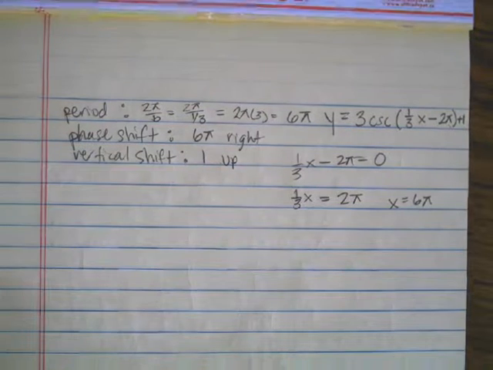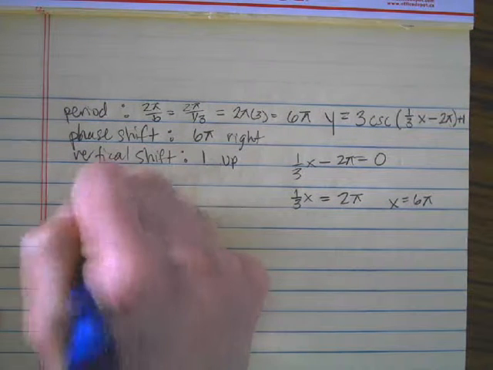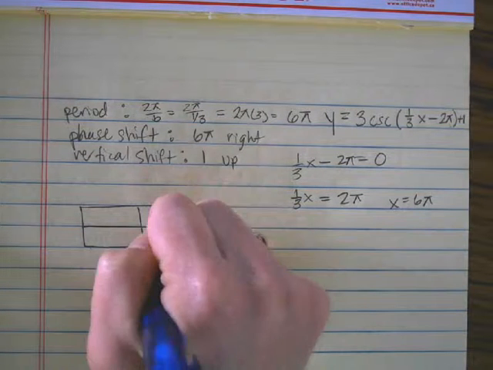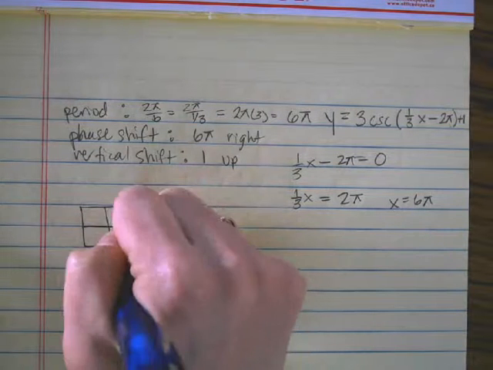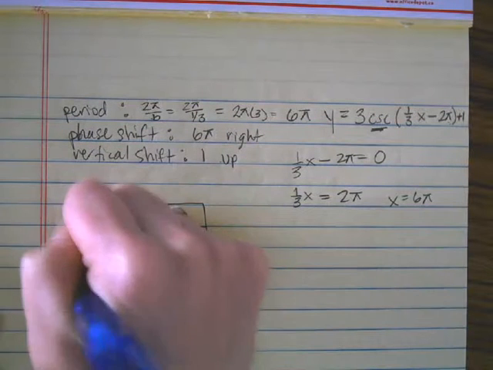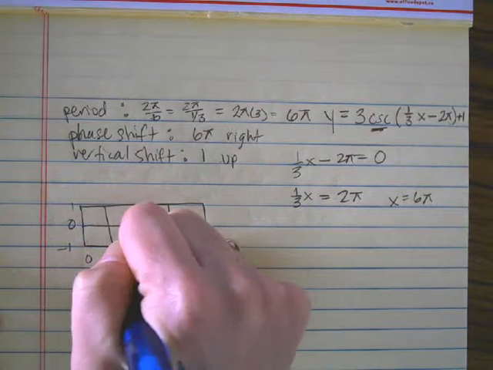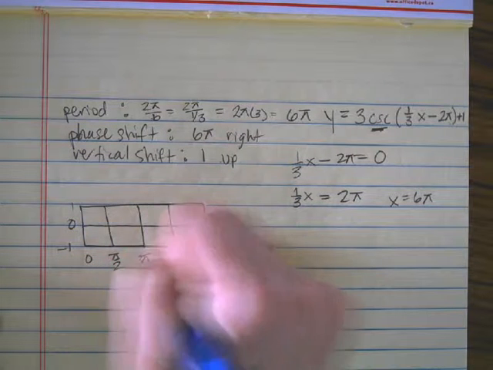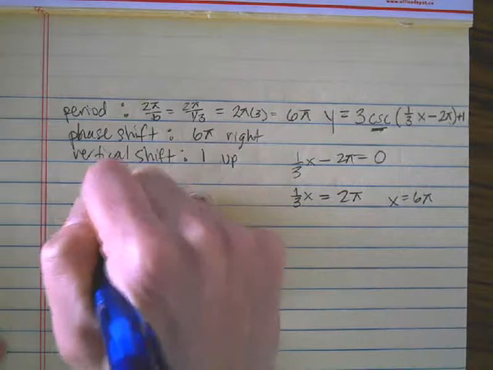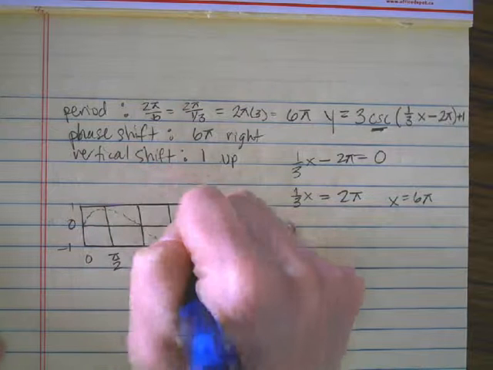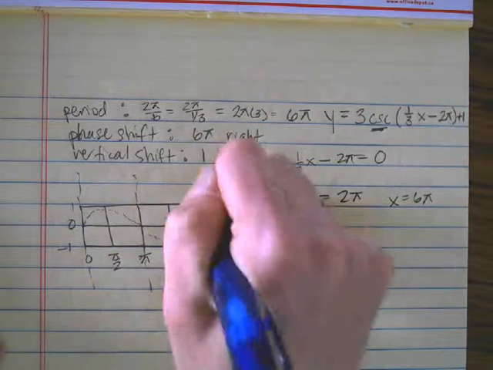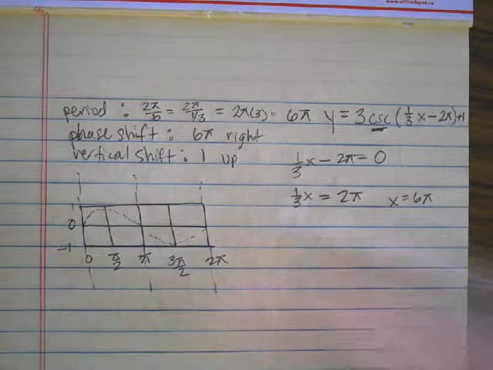So now you make the box. And it's cosecant, so it goes with sine, so we're going to do sine. 0, 1, negative 1, 0, pi over 2, pi, 3 pi over 2, 2 pi, then dot in sine, and then I'm going to dot in my asymptotes. So everywhere that sine is 0, I have an asymptote. And then I can draw in my u's too.